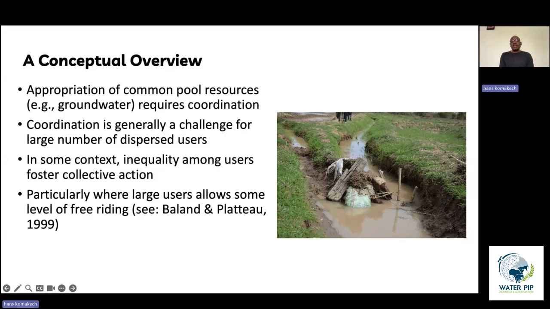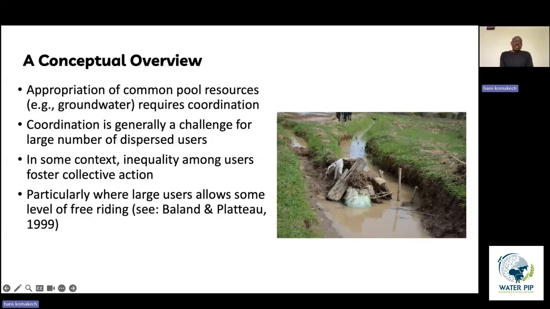And in some contexts, there has been argument that where there is inequality, some users having different ways of access fosters some form of collective action and improves coordination. This has been shown in cases where the large users may allow a little bit of free riding from the smaller users for the system to function.